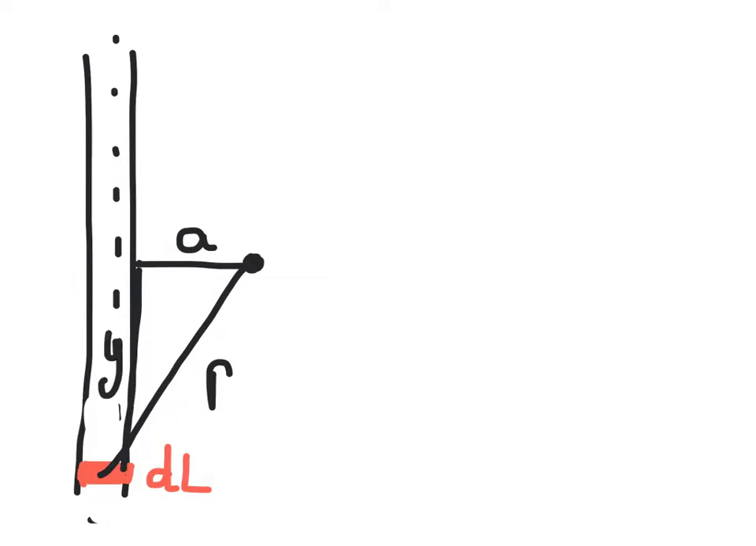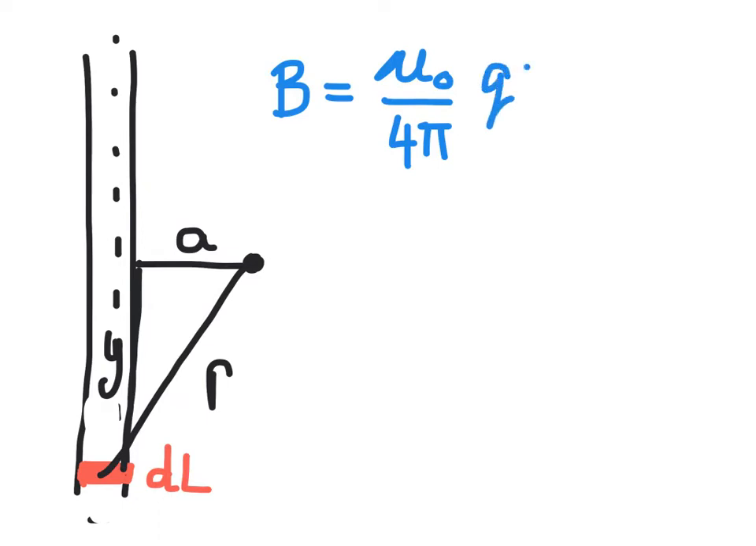Alright, now let's pause for a second. From last week, when we did a lab using the magnetic field sensors, what we came up with was a function for the magnetic field that was equal to mu naught over 4 pi times Q times V sine theta over R squared.